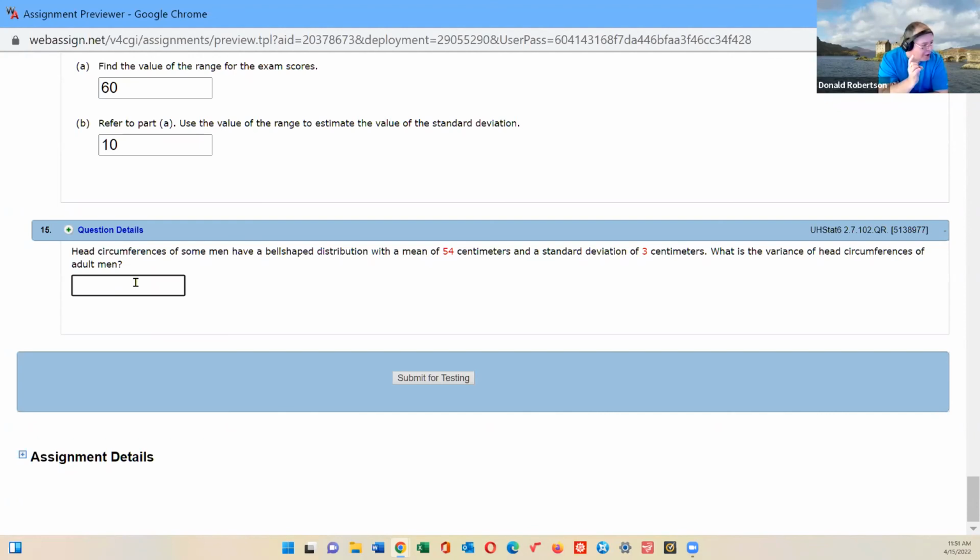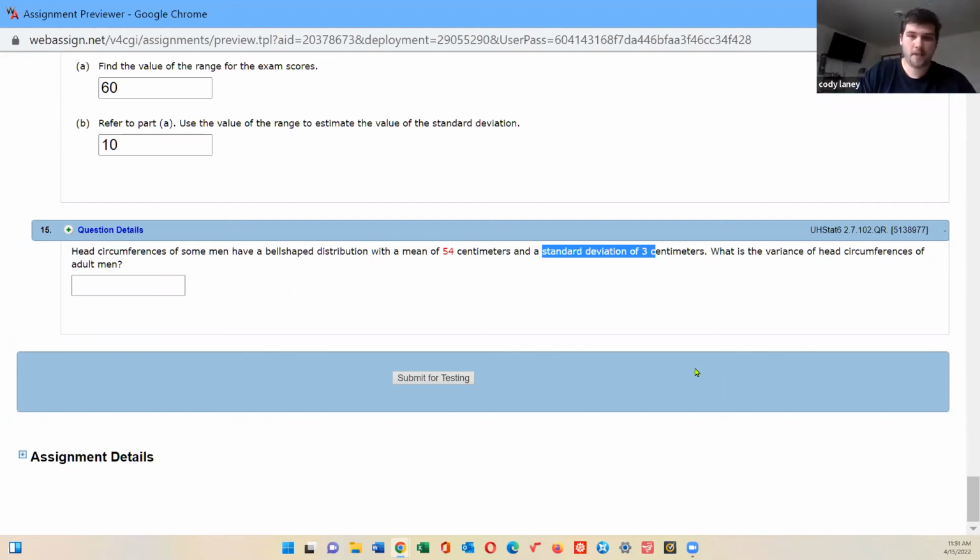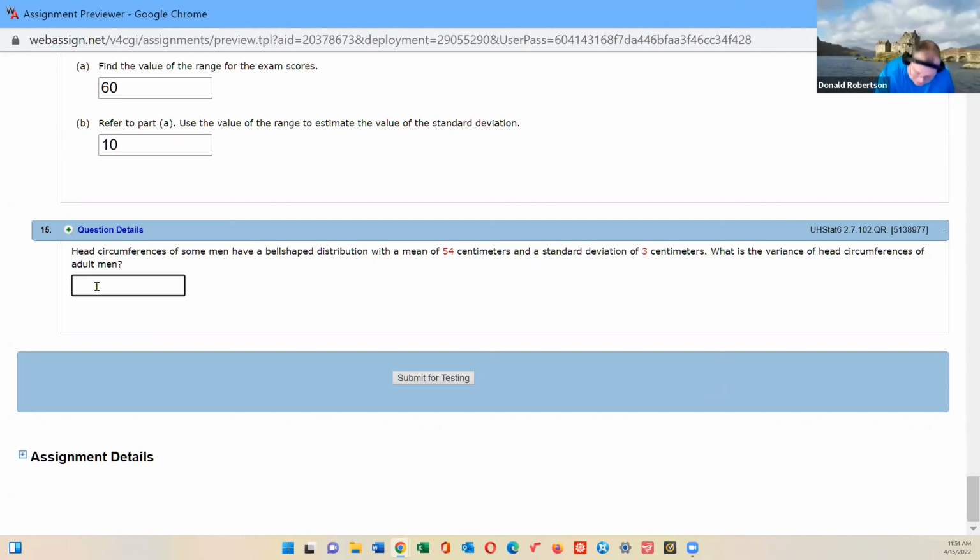Can you remember how you get the variance? And I'll give you a clue. It uses only the standard deviation number, which in this case is 3. How do you get the variance? Standard deviation squared. Yeah, nailed it. So 3 squared is 9.